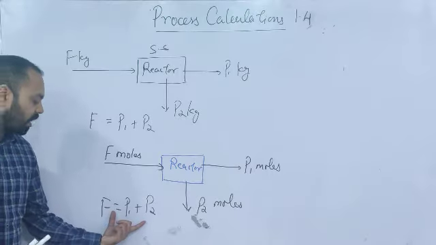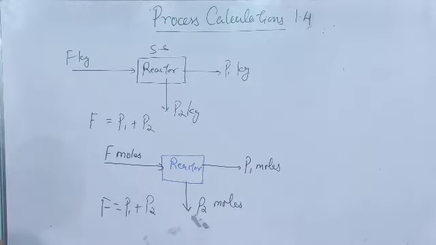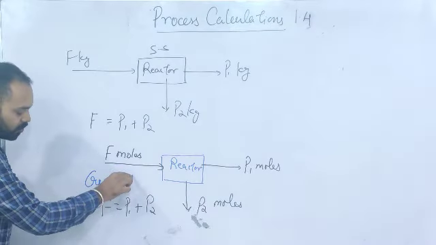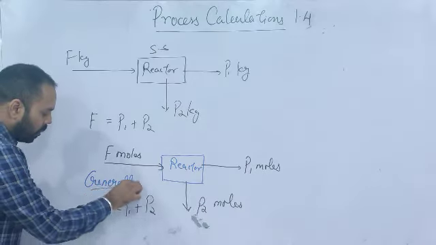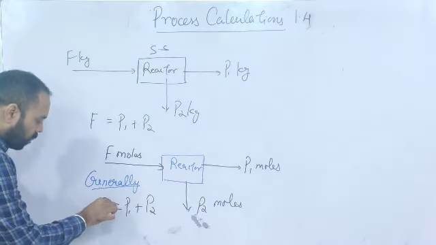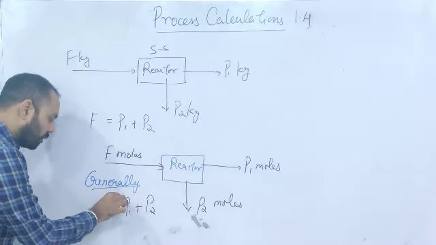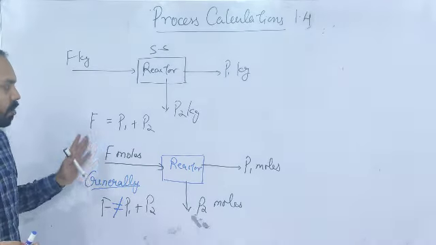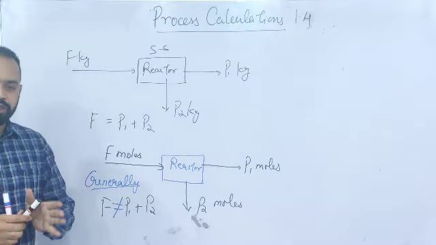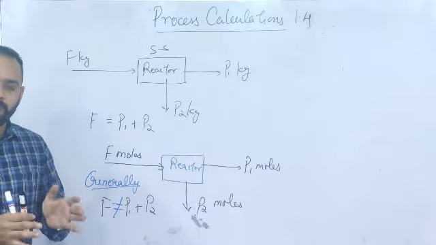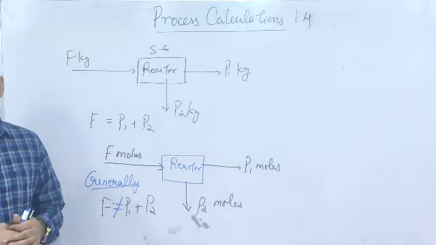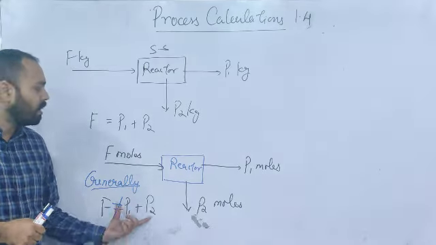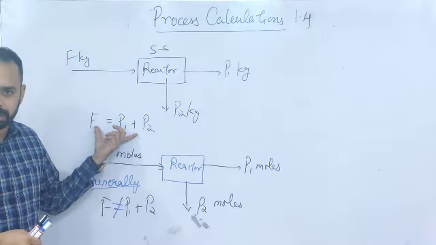Okay, so now this case is not always true, and I'll say that generally, of course there are some exceptions. I'll tell you about that exception as well. So F is generally not equal to P1 plus P2, and this is the concept that you have to understand while you write the total mole balance on a chemical reaction. Now you may ask, sir, if this is not always true, why can't we use this during a chemical reaction?